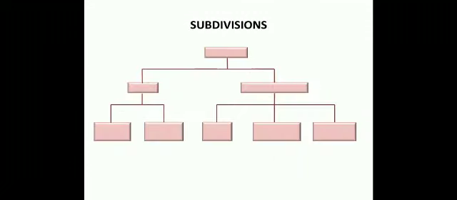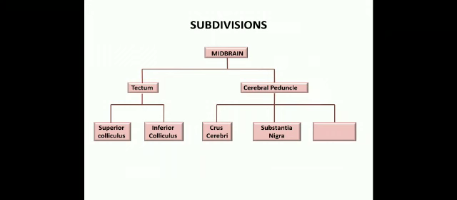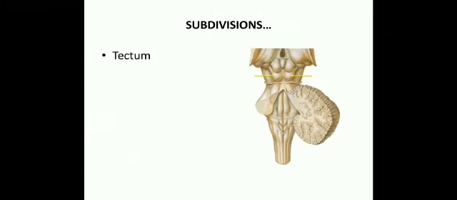So, coming to the subdivisions of the midbrain. The midbrain can be divided into the tectum and the cerebral peduncle. The tectum includes the superior colliculus and the inferior colliculus. The cerebral peduncle has three parts, that is the crus cerebri, substantia nigra and the tegmentum. So, the tectum includes the right and left superior colliculi and the right and left inferior colliculi.